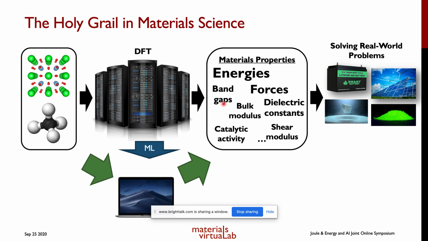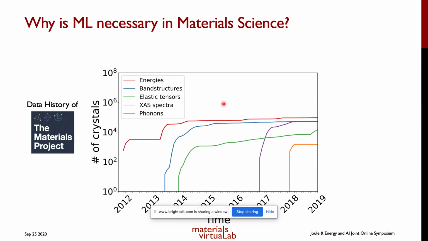So we can explore compositional spaces in a way that we have not been able to do in the past. So why is machine learning necessary in material science? Let me give you a data history of the Materials Project. The Materials Project is this very large database of materials properties that I helped set up back in 2012. If you look at the history of the Materials Project, you will notice that while we have consistently tried to grow the number of materials being reported in the database, for example, if you take a look at the energies, today we have around 130,000 structures and energies in the Materials Project.